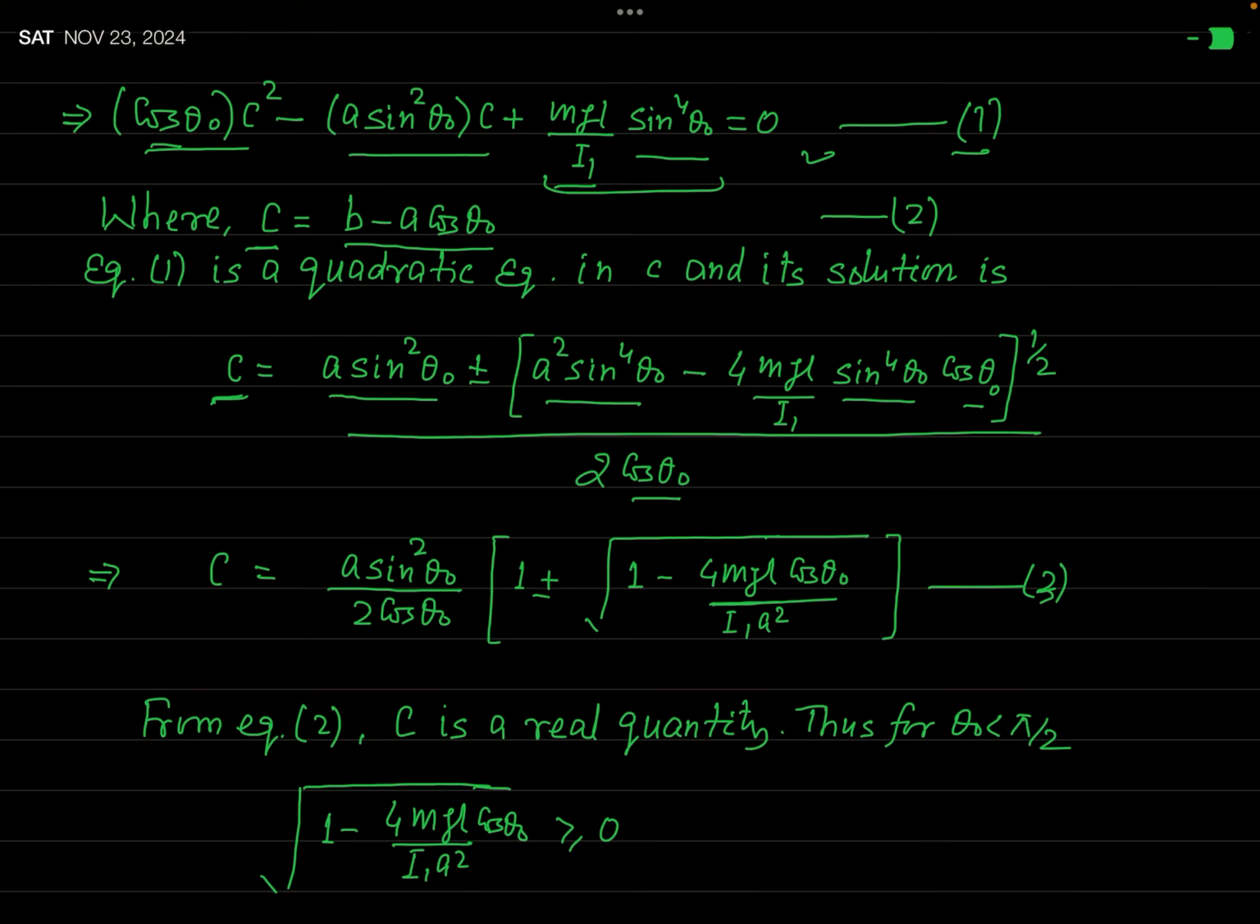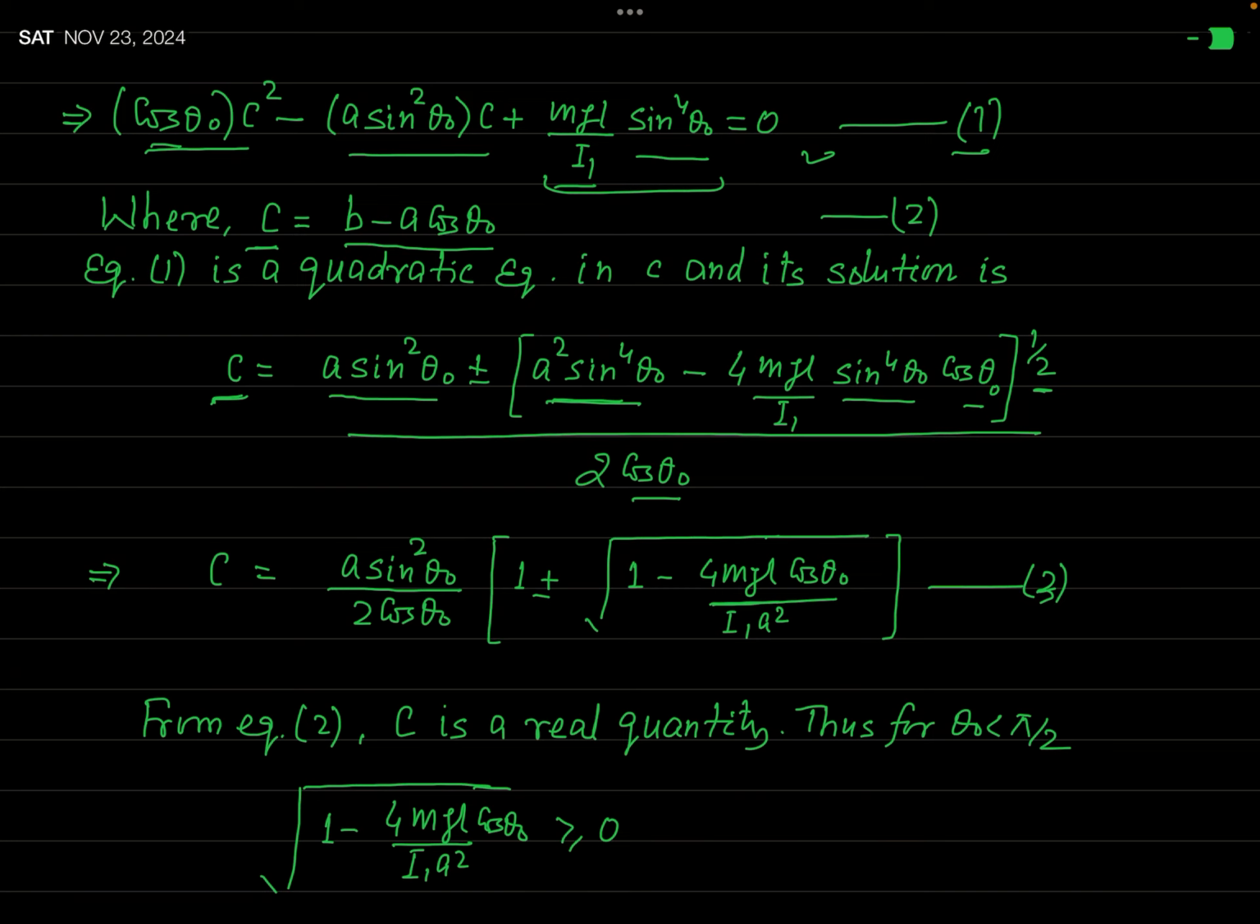Now you can take a square sine 4 theta naught as a common factor, and after you take it outside of this square bracket, this will be a sine square theta naught, because here there is a square root, and that a sine square theta naught is taken as a common factor from all terms.